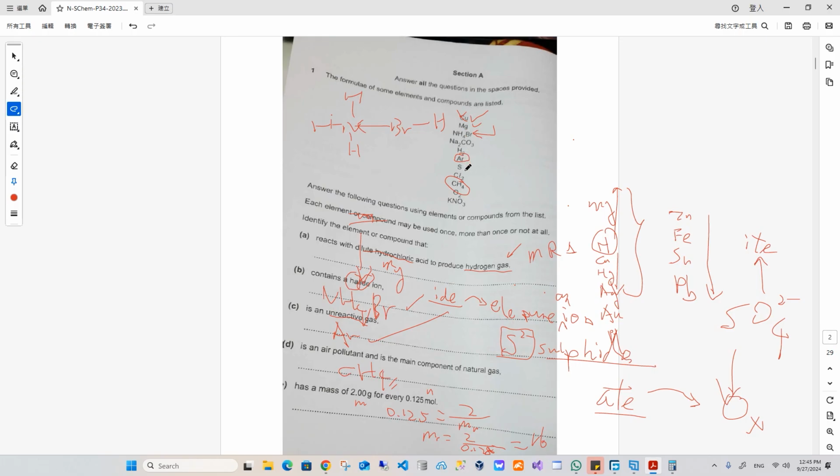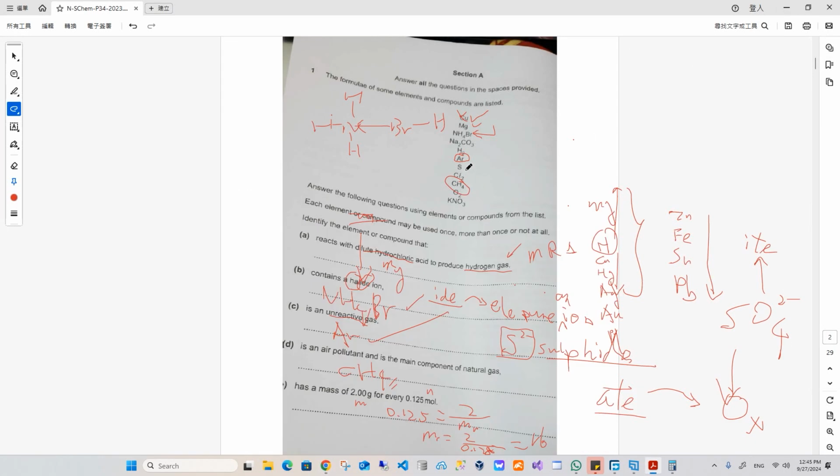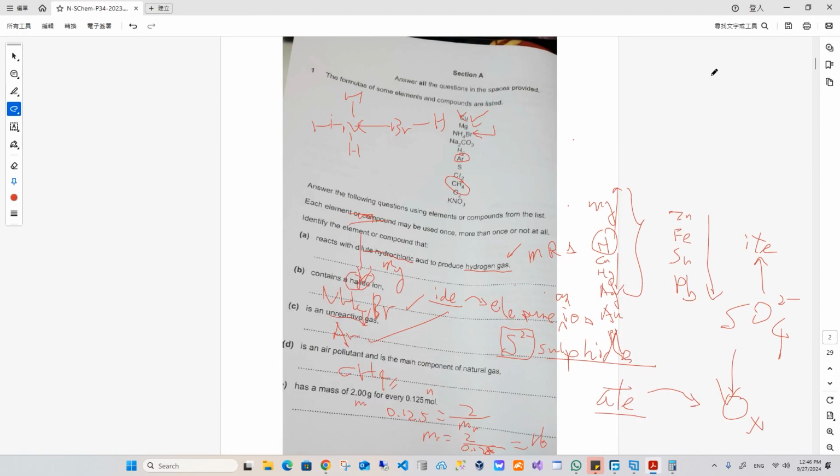This is not 16 also. This one is 32. I remember sulfur is 32. Yep, sulfur is 32. Chlorine is 35.5, wrong. This oxygen is 16, but one oxygen is 16 and two oxygens make 32 already. So this is wrong also.